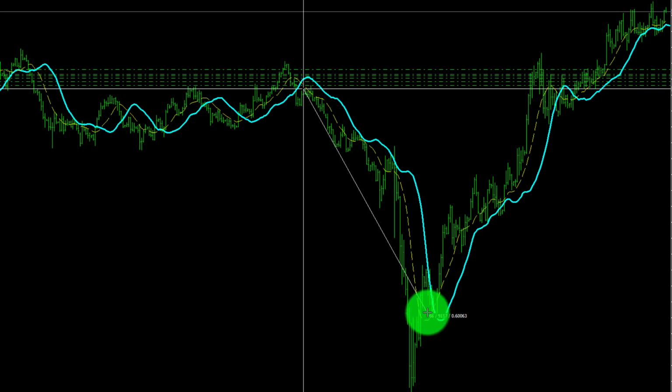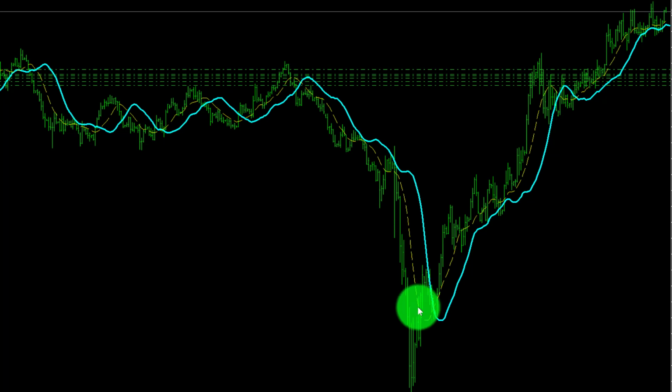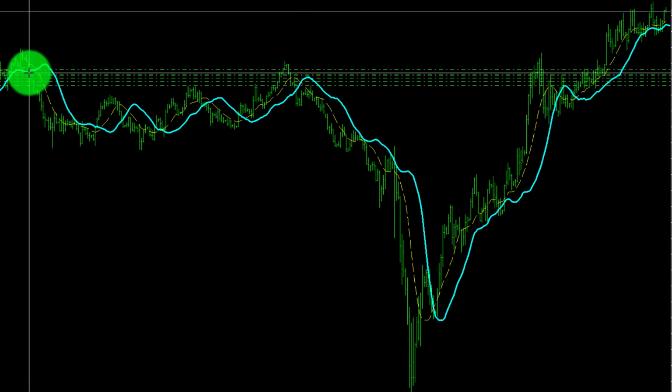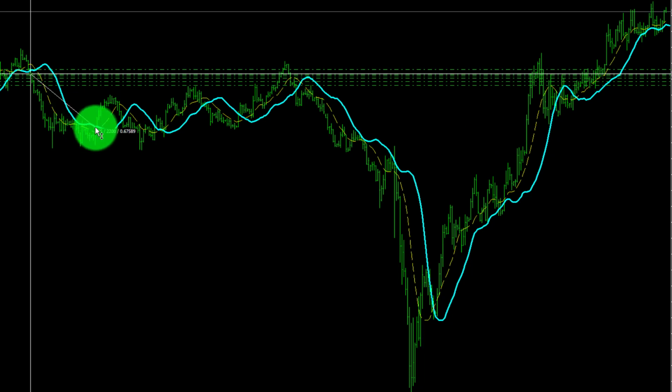and I don't know where you'll get out. You most probably will have got out. It's also a 900 pip. So that's a 900 pip. That's a 900. So you can catch amazing trends. Here's one. You most probably would have got out there. That's a 220 pip trend.